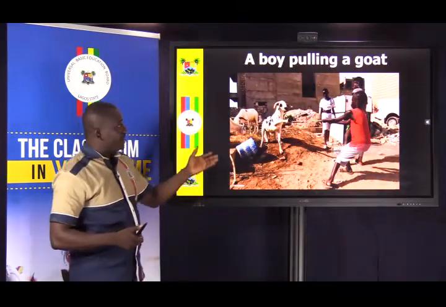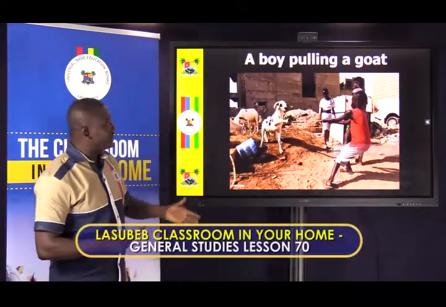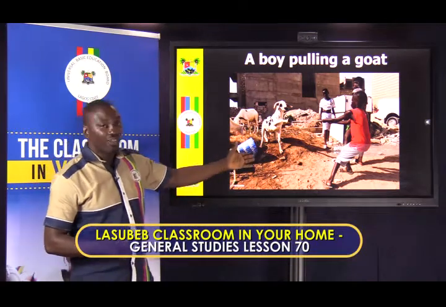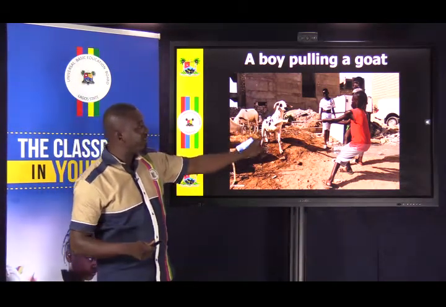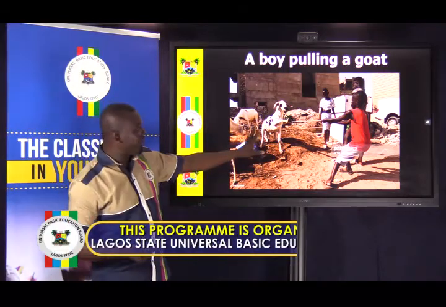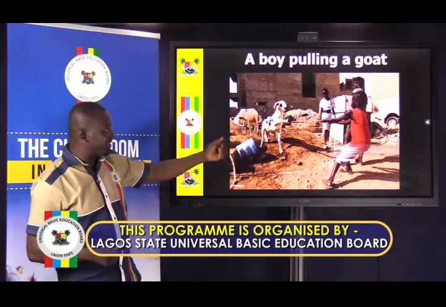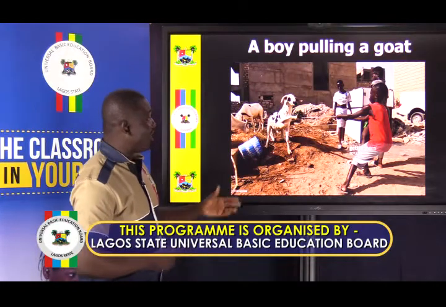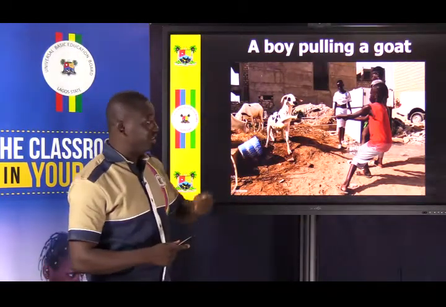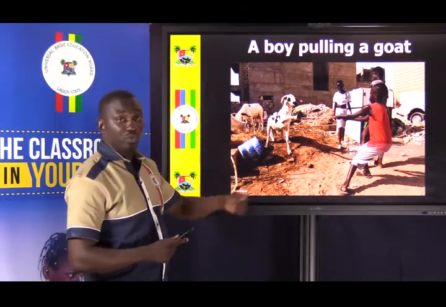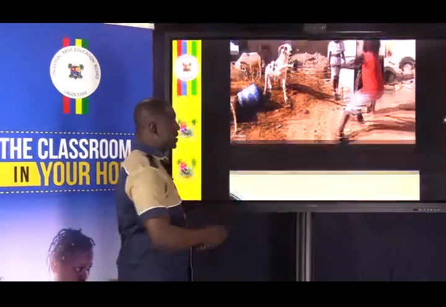All right, let's track the screen, pupils. Another effect of force is, look at the screen. You can see this boy pulling a ram, okay? As he's pulling the ram, we can see the effect of the boy pulling the ram. The ram is moving towards the boy, okay?